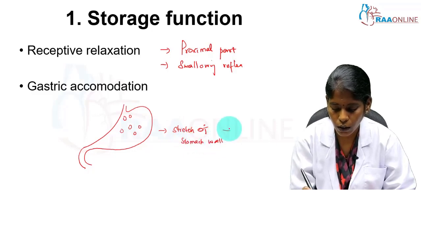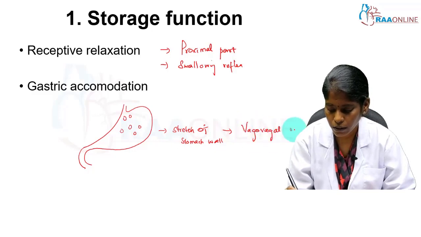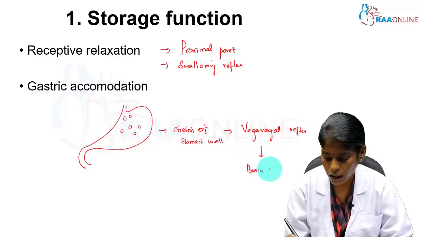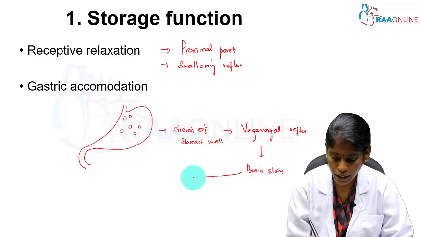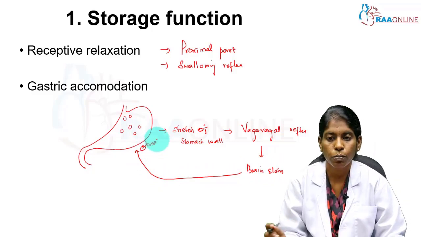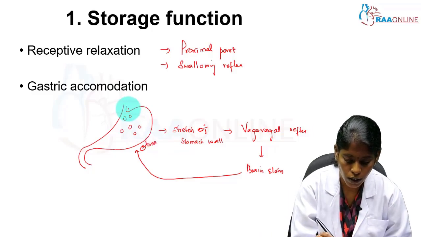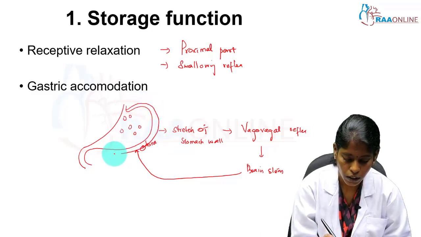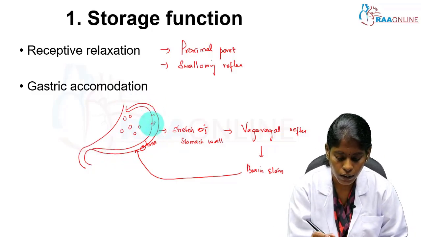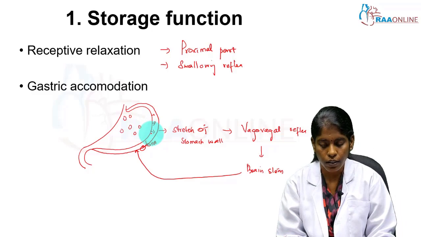and it will initiate a vagovagal reflex, wherein the afferents will reach the brainstem and the efferents will inhibit the tone in the smooth muscle that is lining the stomach wall, and as a result the stomach wall will dilate. The outer wall of the stomach will bulge out. That will facilitate accommodation of greater and greater amounts of food entering the stomach.